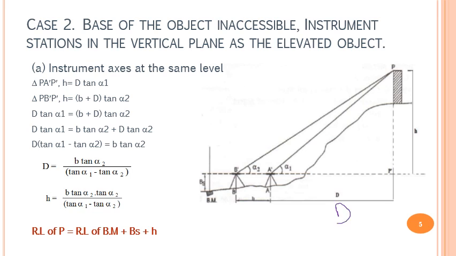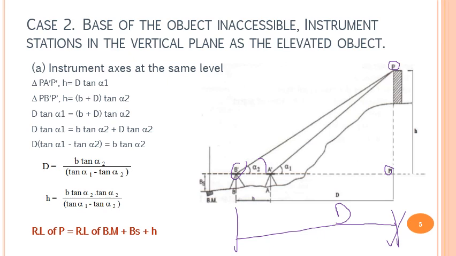This is the distance d. D tan alpha 1. Then angle PB dash P dash, this is the P. Okay, this is the right angle triangle which is considered here. Then PB dash, H is equal to, now we calculate the value of H is equal to B plus this distance.